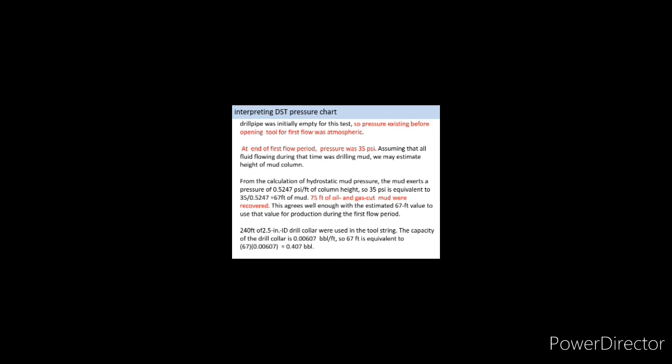Actually we are supposing here that we'll only get mud at the initial time, and will not get oil at the first flow. This is our assumption. Or we can also say that we'll get gas-cut mud. In the initial flow period, we can have mud, gas and oil. All three phases can exist. So this can happen.